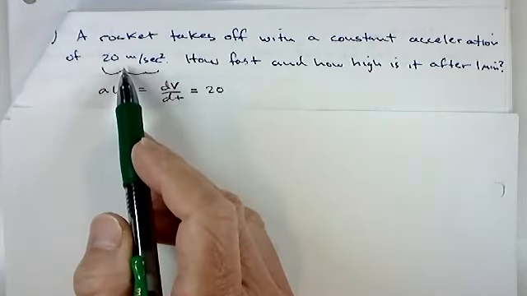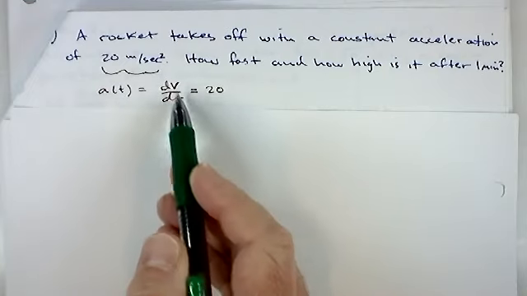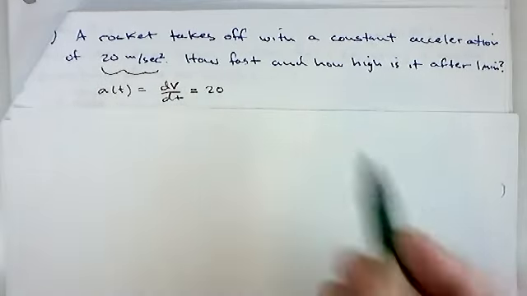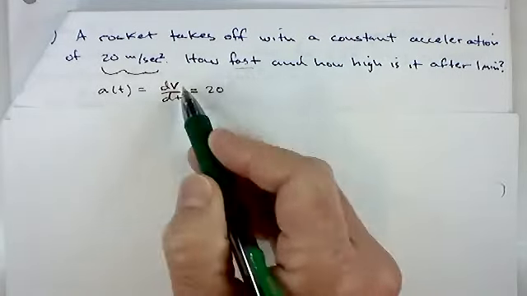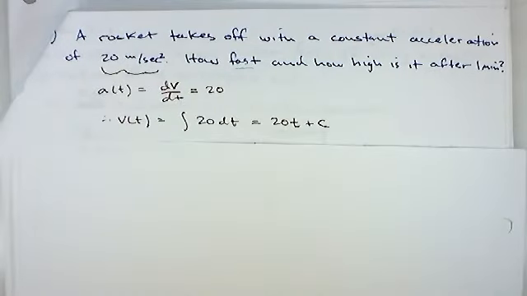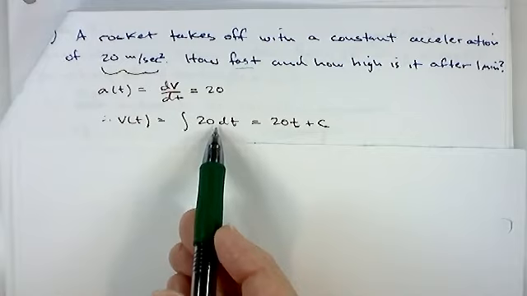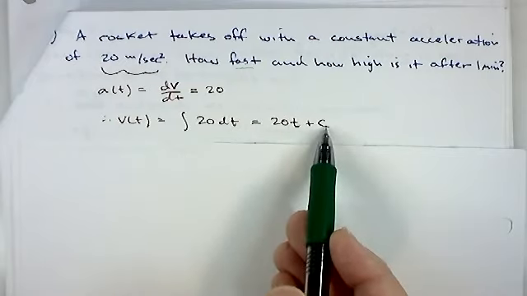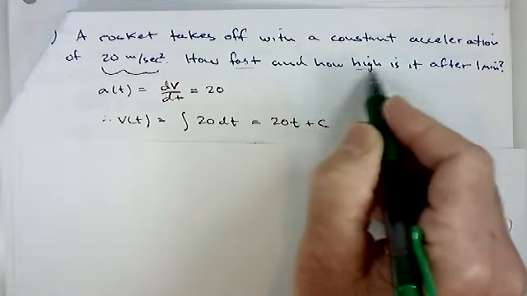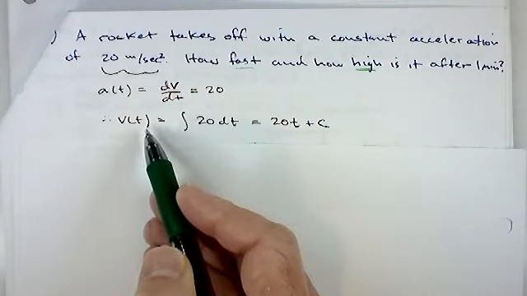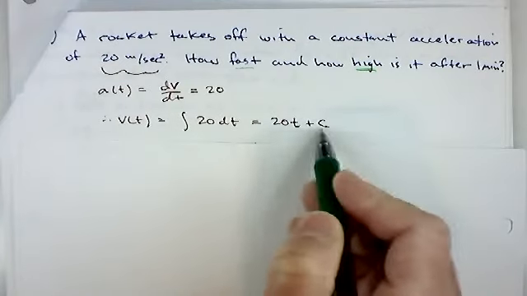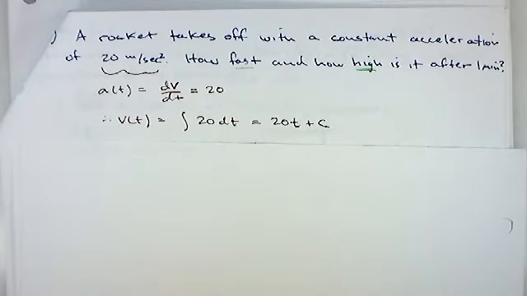In physics, acceleration is the rate of change of velocity, which means it's the derivative of velocity. So we're given the acceleration, which is the derivative of velocity, is 20. If we want to know how fast the rocket's going, we're going to want to know the velocity. So if this is the derivative, we're going to take the antiderivative to find the velocity. We do the antiderivative of 20 with respect to t. That's a constant, so it's just going to be 20t plus a constant. We're also going to want to know how high the rocket goes, which is the distance, and that's going to be the antiderivative of velocity. So we're going to need to integrate this again, but we want to know what that constant of integration is.